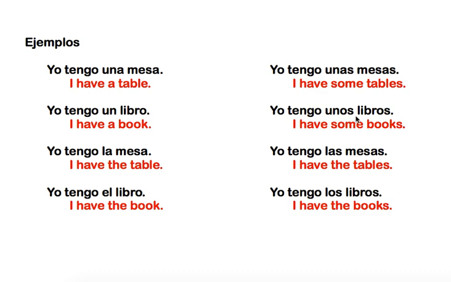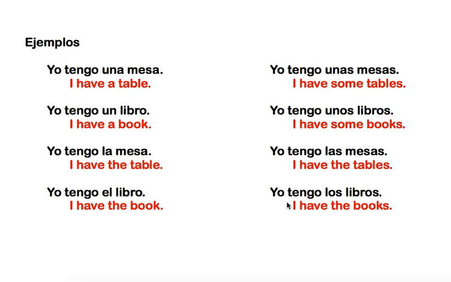Unas mesas, unos libros. Yo tengo la mesa, I have the table. Yo tengo las mesas, I have the tables. Yo tengo el libro, I have the book. Yo tengo los libros, I have the books. The variety is even less here in English. The for all four, but four different words to match the number, singular, plural, and the gender, feminine, masculine. La, las, el, los. All right?